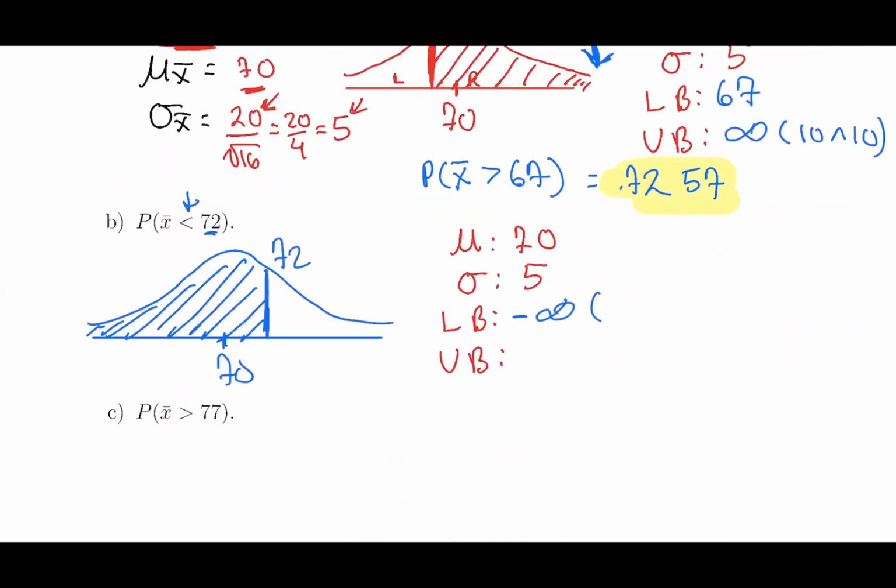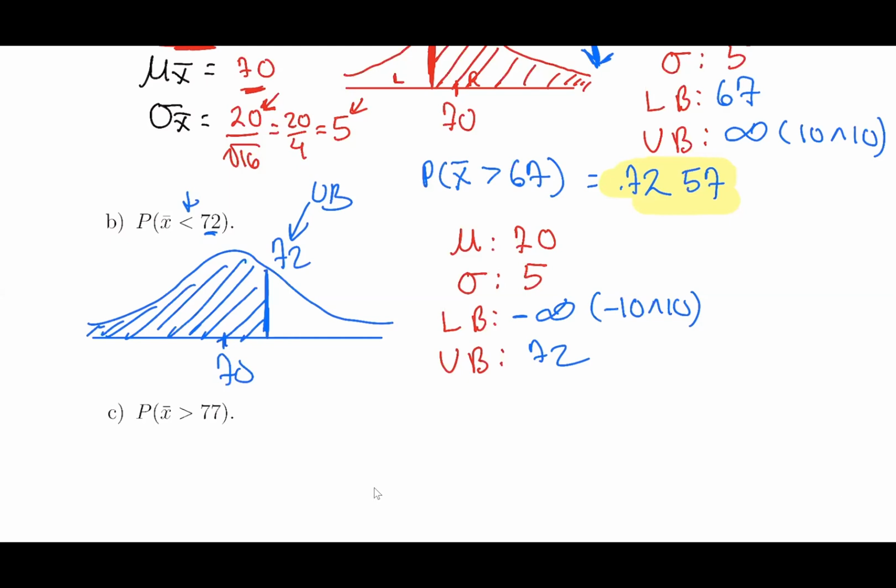If you're using the TI-83, you want to say negative 10 to the 10th power. My upper bound will be the upper value, the highest value that I have shaded, which is 72. So you put 72. Thanks, Victor. So the upper bound is 72, and the lower bound is negative infinity, which is negative 10 to the 10th power.